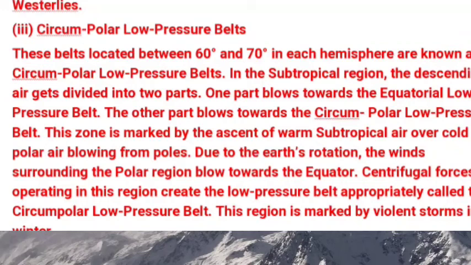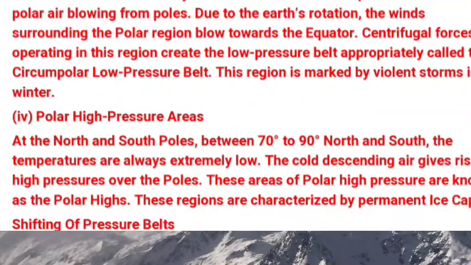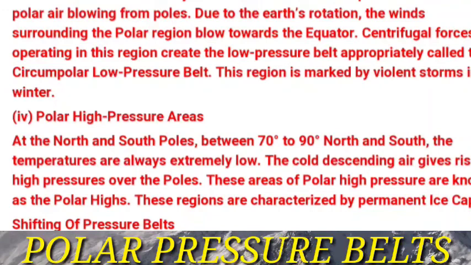This zone is marked by the ascent of warm subtropical air over cold polar air blowing from the poles. Due to the Earth's rotation, the winds surrounding the polar region blow towards the equator. The centrifugal force operating in the region creates the low pressure belt, appropriately called the circumpolar low pressure belt. This region is marked by violent storms in the winter.